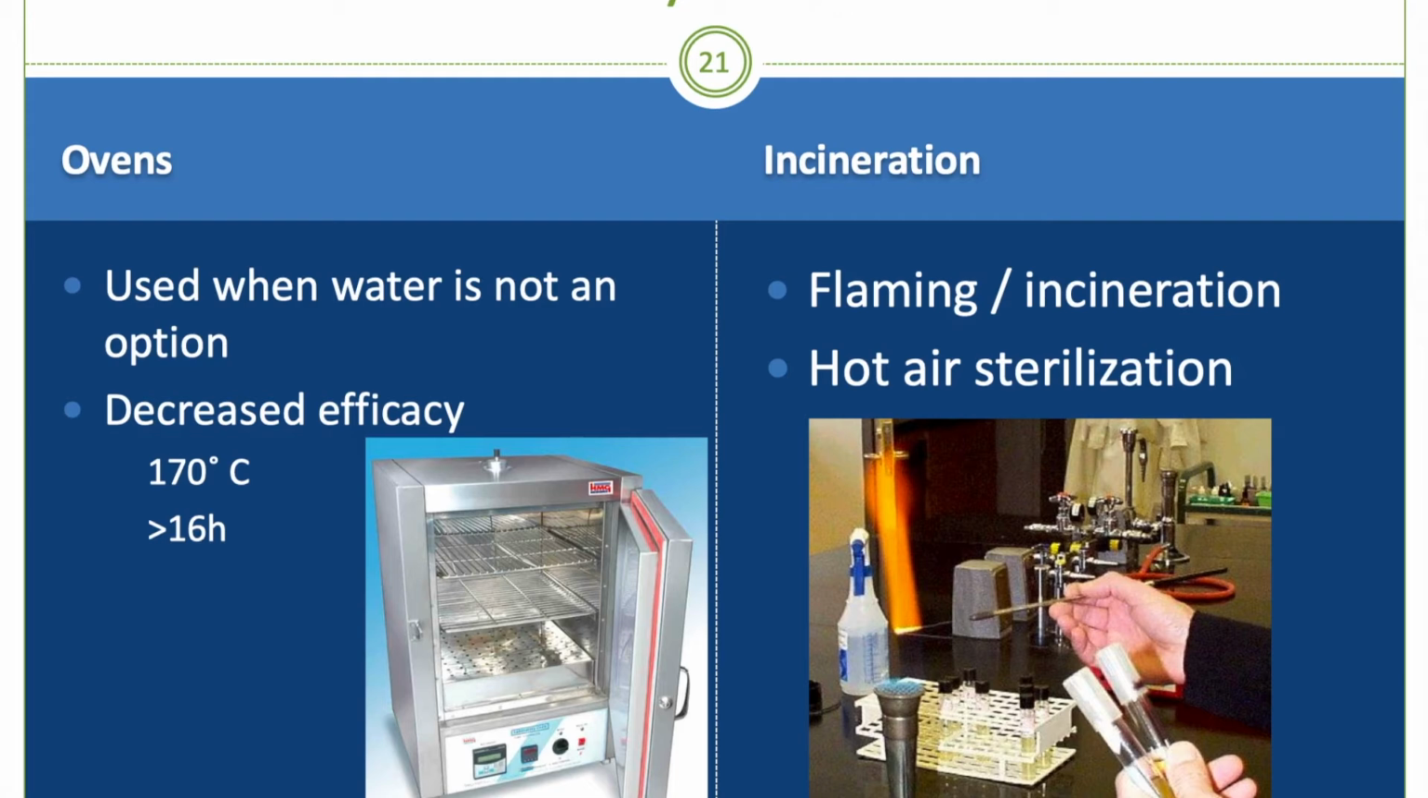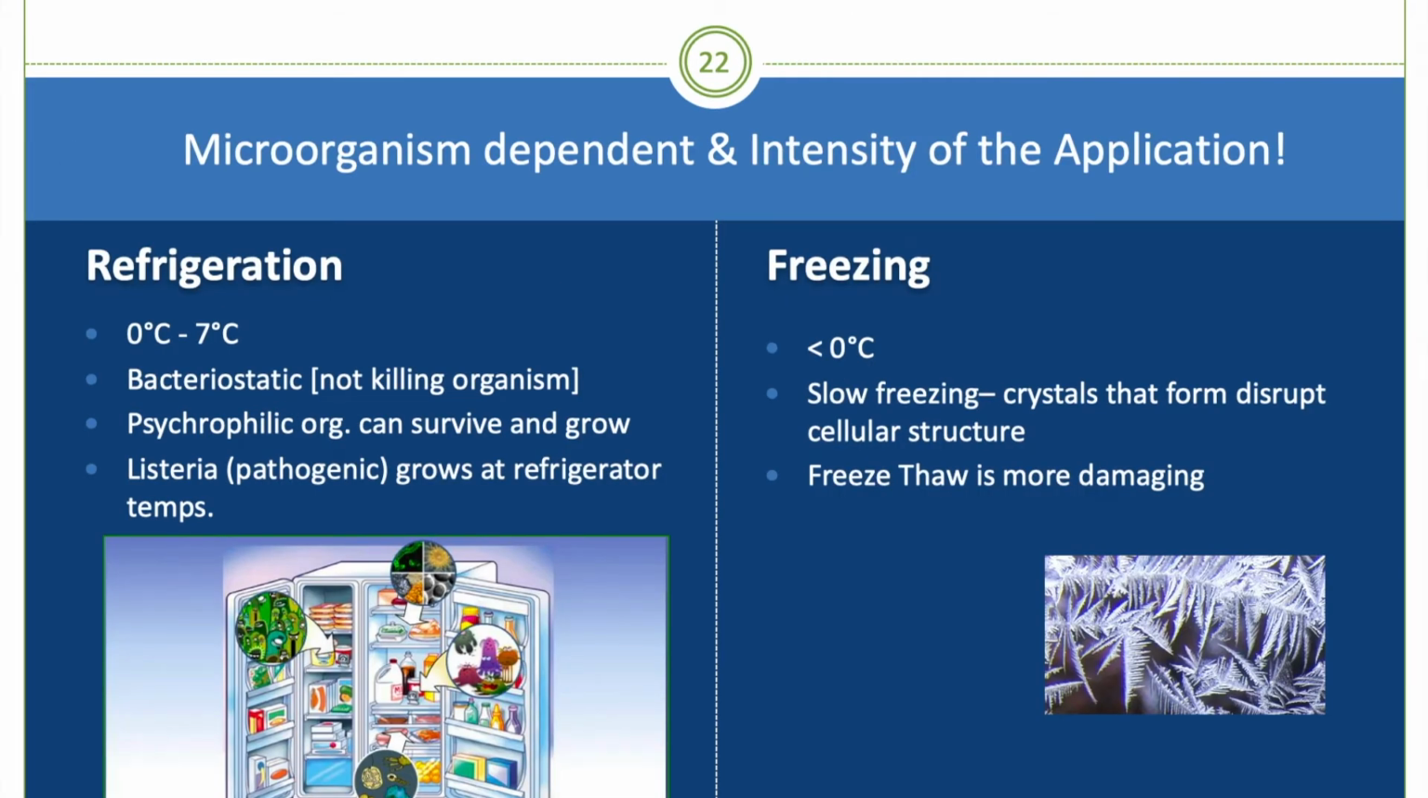You could also use hot air sterilization. That would be dry heat. Then for cold, aside from heat, you can use cold to preserve food as well. And that would depend on the number of microorganisms and how intense the physical method is in terms of the cold that we're using.